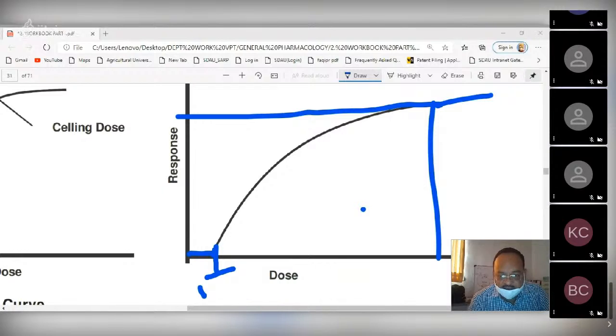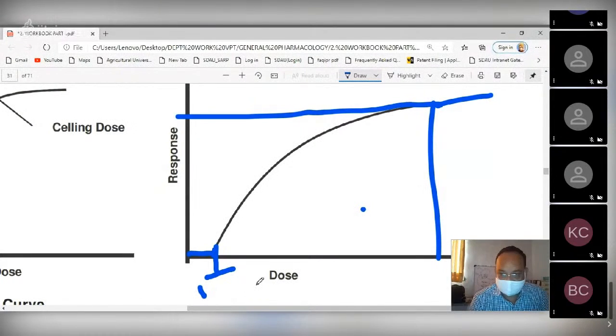Now as you increase the dose, the response will increase. The point will come beyond which it is not possible to increase the response. So that response is known as the ceiling response or ceiling effect. And the dose which produces the ceiling effect is known as the ceiling dose. So these are the different important components of the dose response curve.